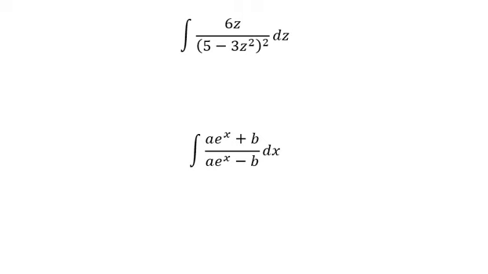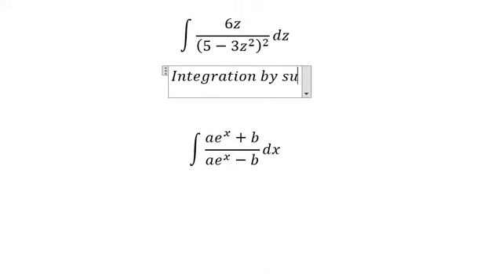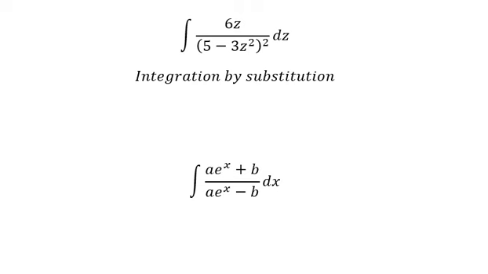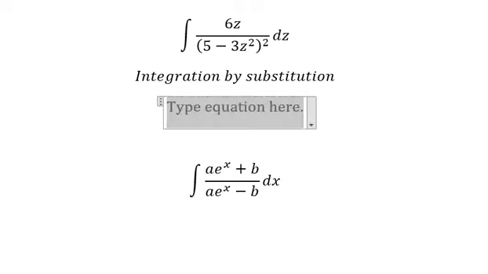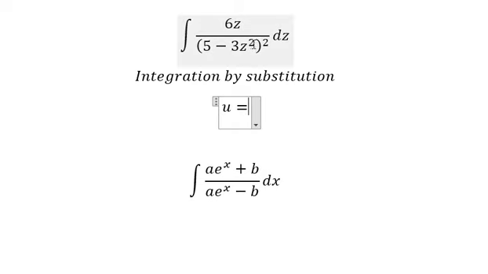So now I will show you how to answer. We need to use integration by substitution. So I will put u equals to this one.